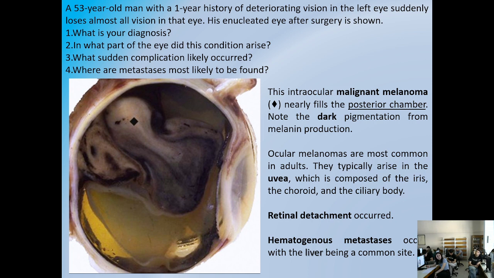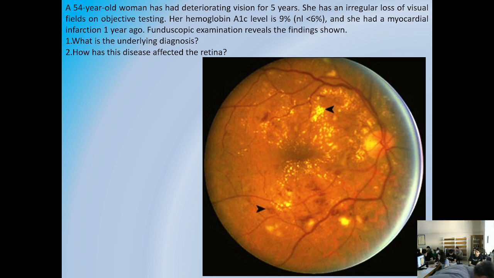So, end of neoplasms. Have a look here. If somebody becomes an ophthalmologist, you have the examination of the fundus of the eye. This is called ophthalmoscopy. Okay, now let's have a look here. You see the vessels. We have a 54-year-old woman with a deteriorating vision for 5 years, quite a long time. She has an irregular loss of visual fields on objective testing.